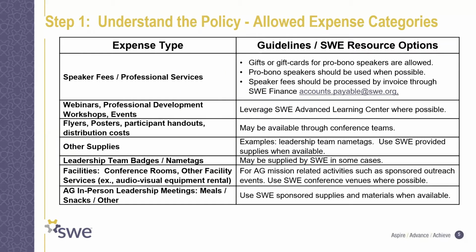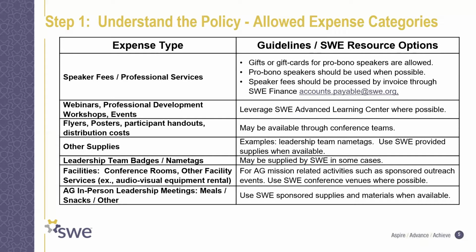The funding could be used for speakers at AG webinars or professional development events. The use of pro bono speakers is encouraged, and AGs can use their funding to provide pro bono speakers or panel members with a gift or gift card as a speaker honorarium. AGs can also pay professional or semi-professional speakers, which will require an invoice and processing through SWE accounts payable. We'll review that in more detail later.